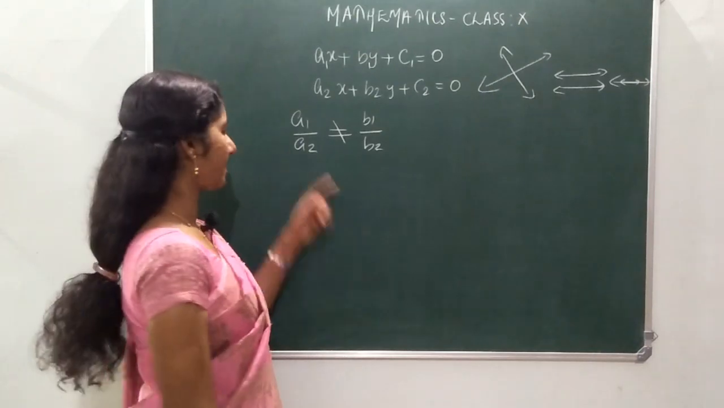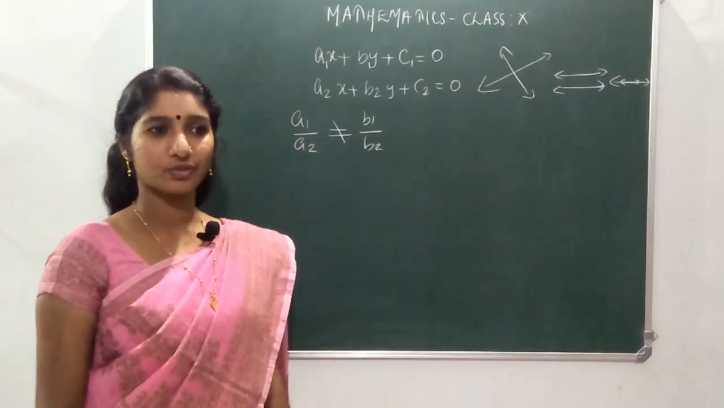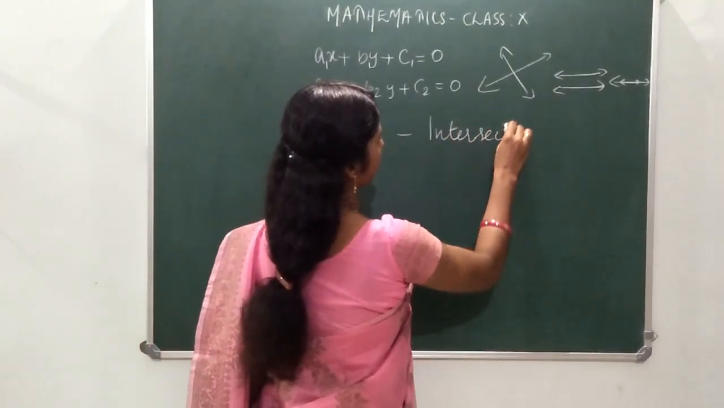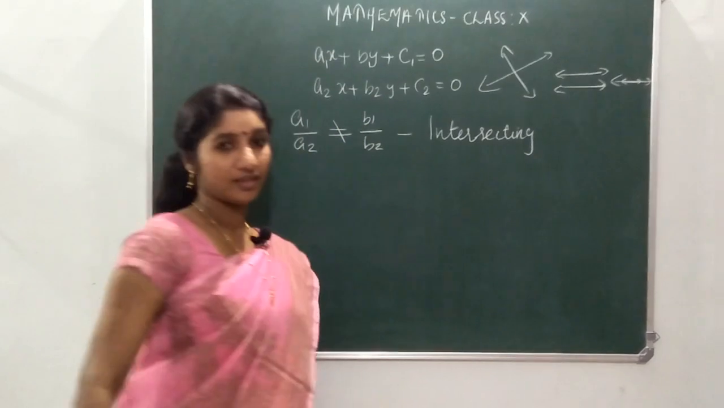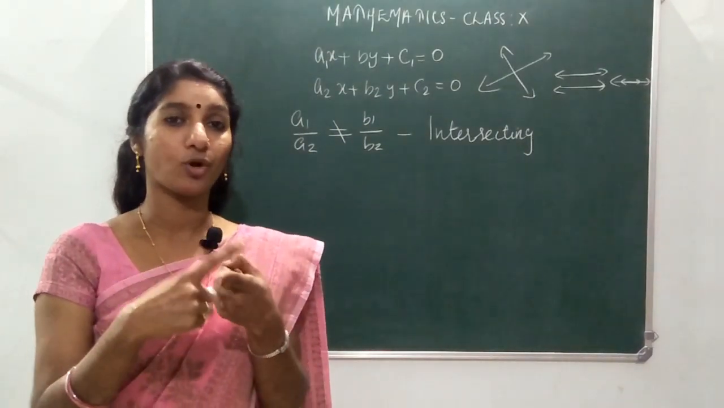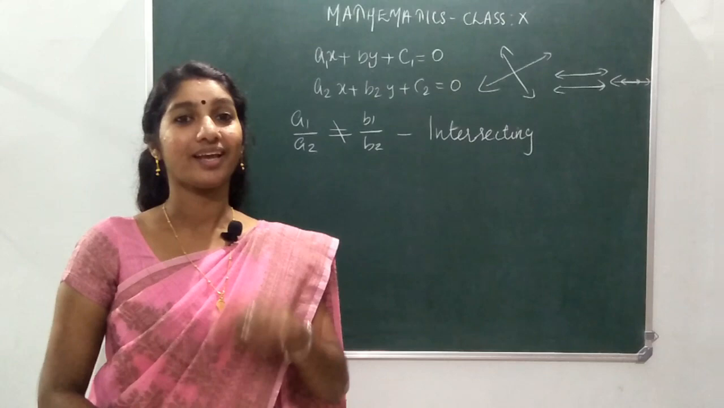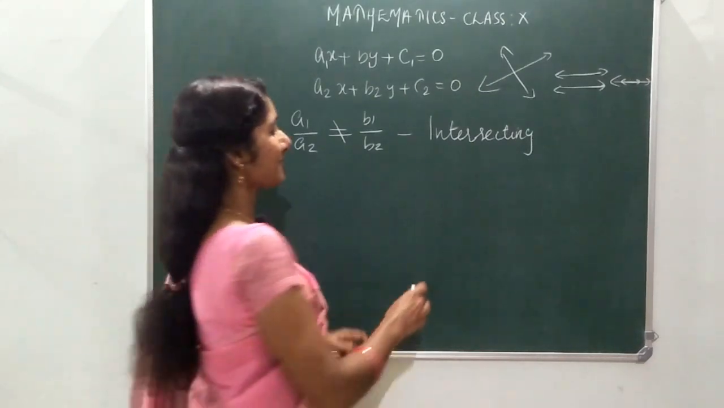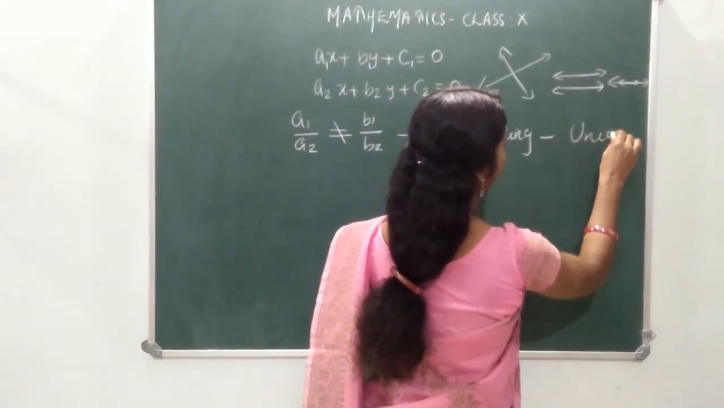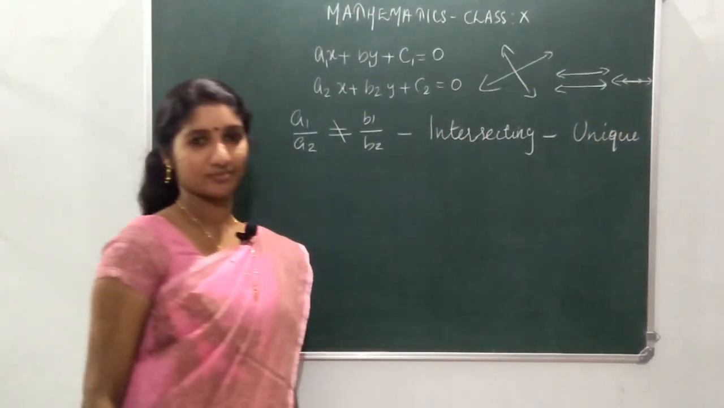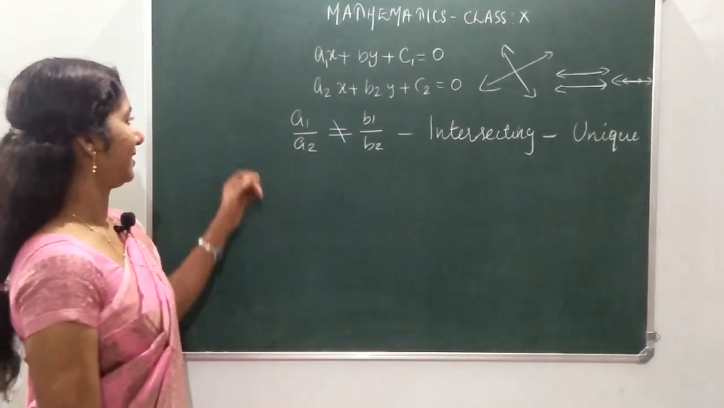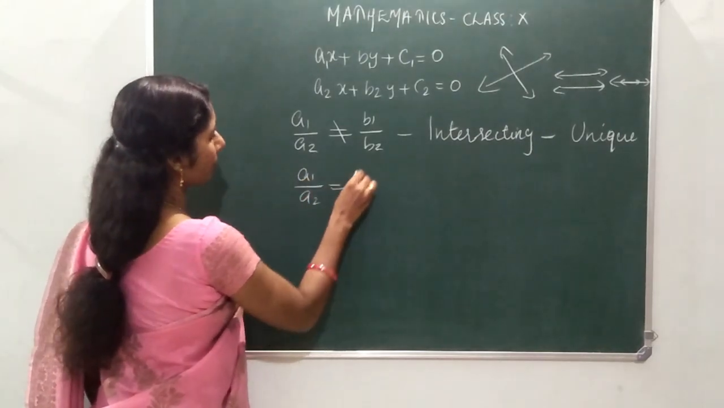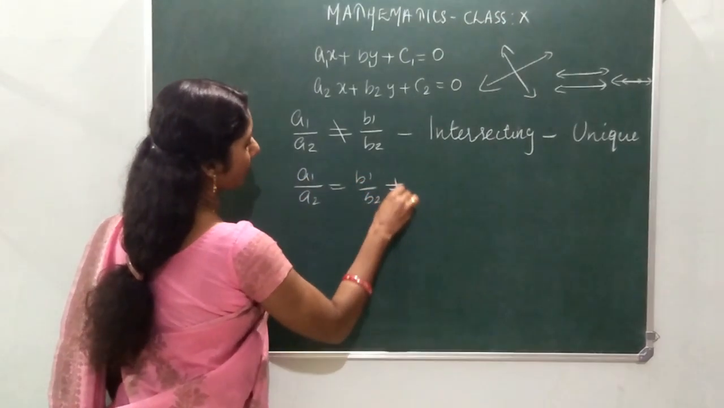Suppose we got a situation like this, a1 by a2 not equal to b1 by b2, we can say they are intersecting lines. When two lines are intersecting each other, how many common solutions do they have? They have a single common solution, only the intersection point is their common solution. So, we can say one solution or unique solution.